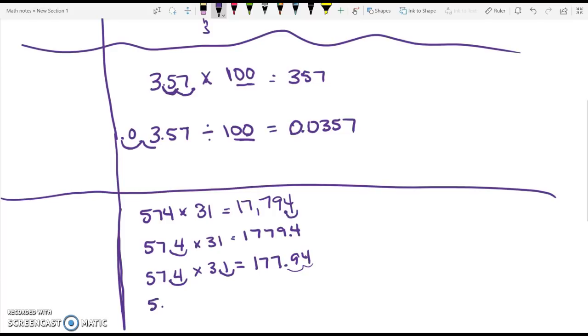All right, last one. How about 5.74 times 3.1? What might that be? Okay, same digits, right? 17,794. Now I have 1, 2, 3 decimal places. 1, 2, 3, which gives me 17.794.